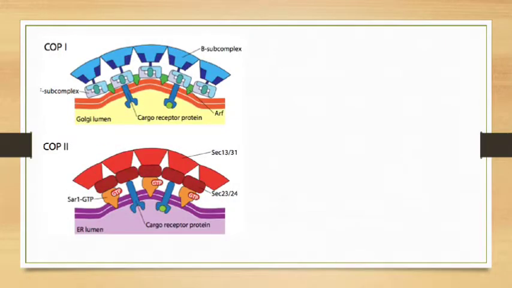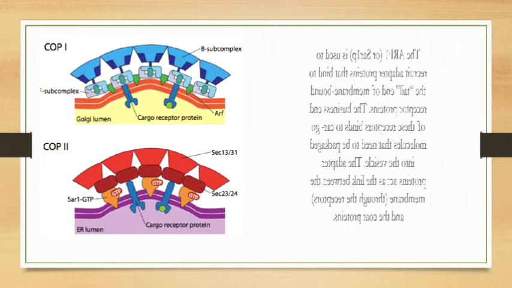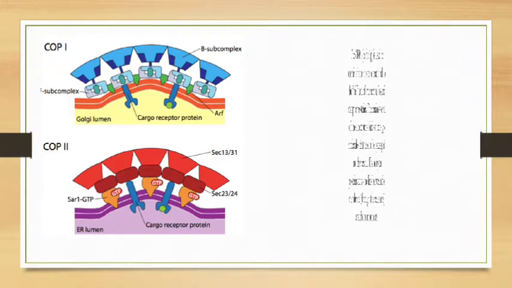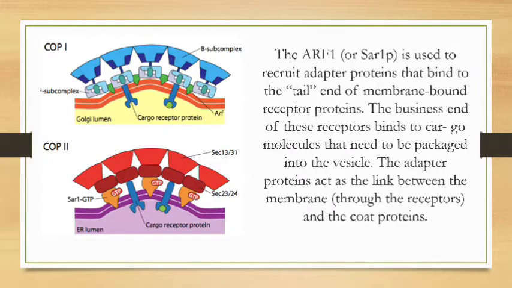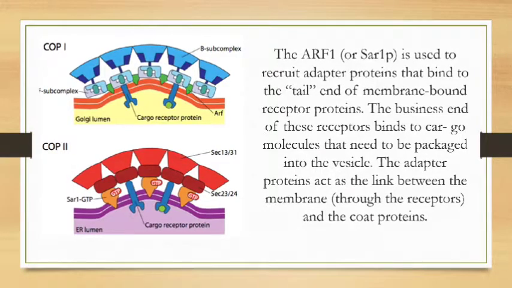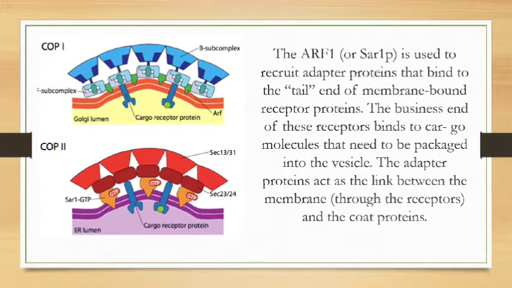ARF1 or SAR1P is used to recruit adapter proteins that bind to the tail end of membrane-bound receptor proteins. The business end of these receptors binds to cargo molecules that need to be packaged into the vesicle. The adapter proteins act as the link between the membrane, through the receptors, and the coat proteins.